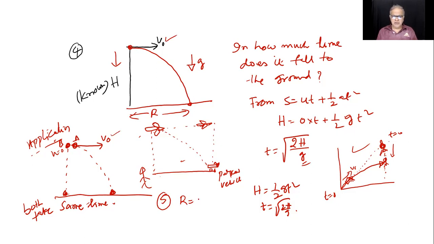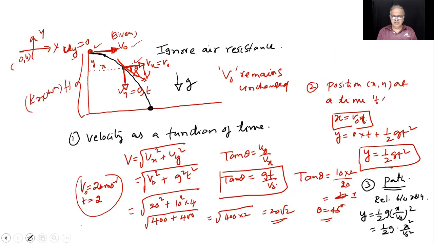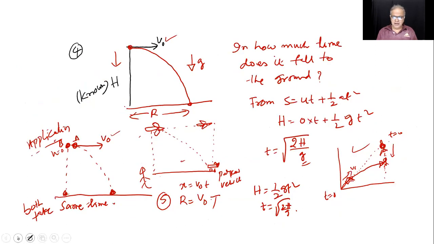So R should be written as what? V0 into the time it takes to reach the ground. Like in general X, we write as V0 into small t. We have seen it already. V0 into t. But when t is the time of flight, or the total time to hit the ground, X becomes R, isn't it? So R should be V0 into total time. V0 into total time, which is root of 2h by g.